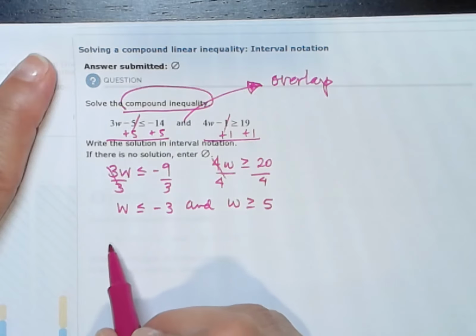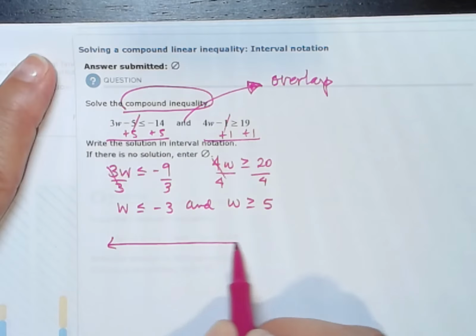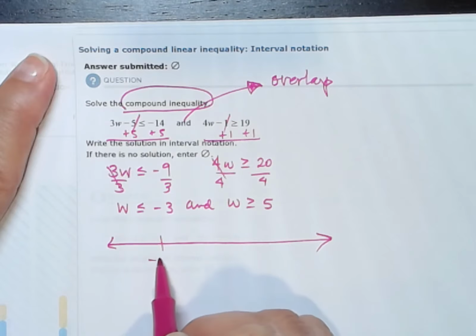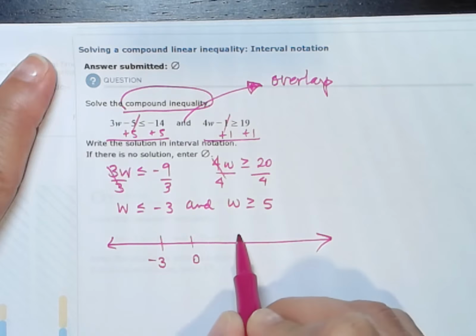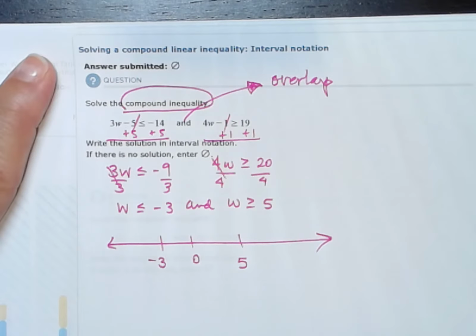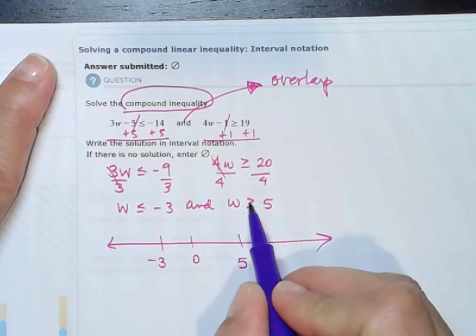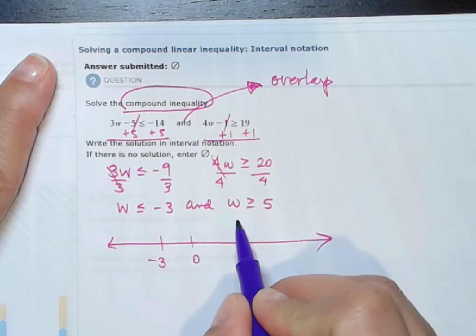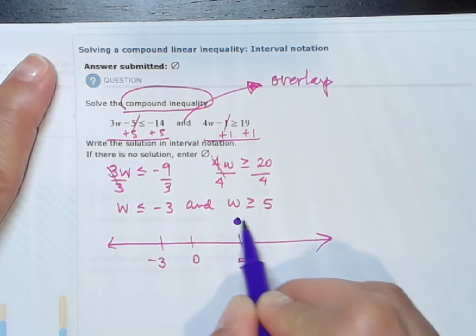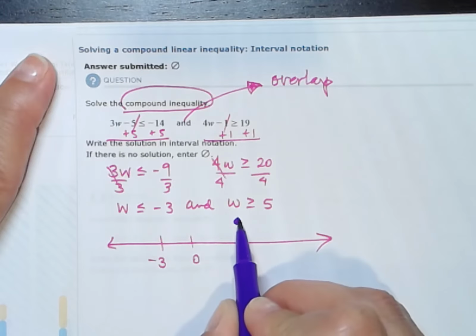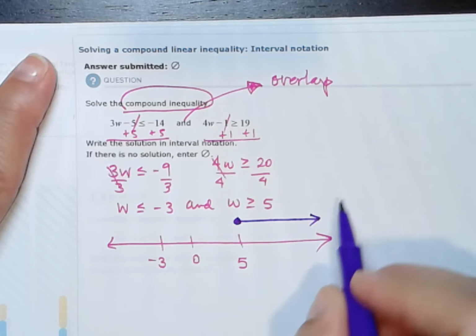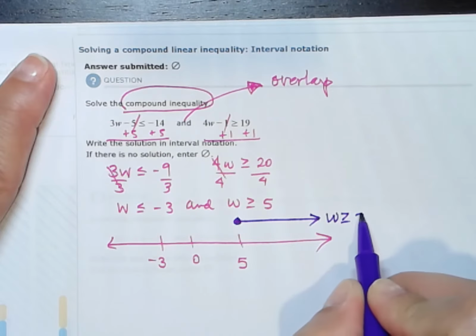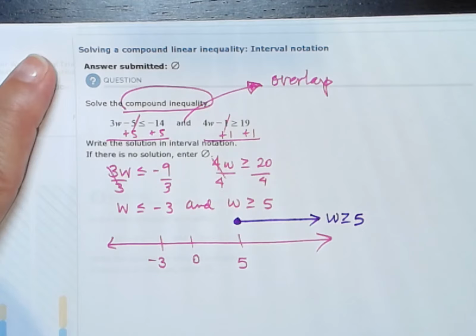Okay, so we have to look at these on a number line. -3 would be here, 0, and 5. So I'm going to use different colors so you guys can see. So I want everything greater than or equal to 5. So remember that equal to says to shade the circle in, and all the numbers bigger than 5 go this way. So here is w is greater than or equal to 5.